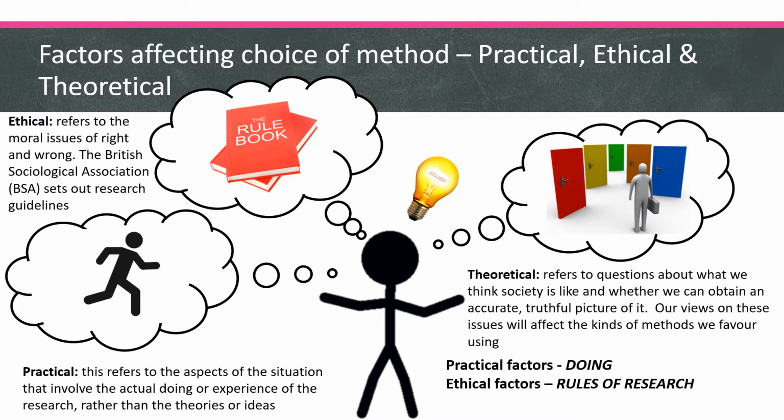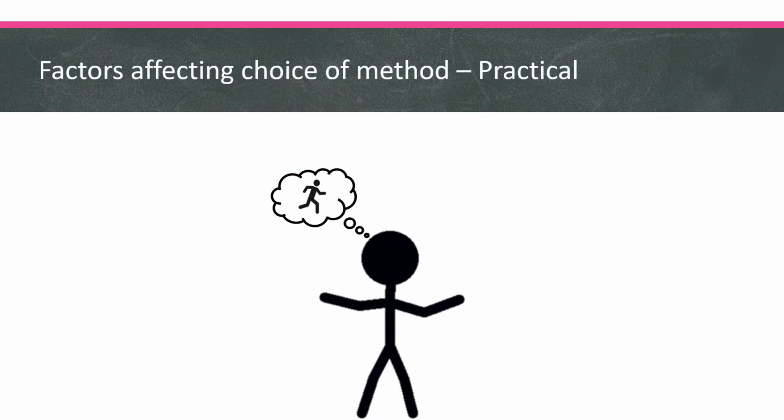And lastly, you have the theoretical factors. So this asks you to think about your particular stance, your position, your view, and this will affect your research and the methods you choose based on your theoretical perspective, your sociological point of view. This is really about beliefs and influences and how these will change and shape the research you choose to conduct. So let's start looking at practical factors.